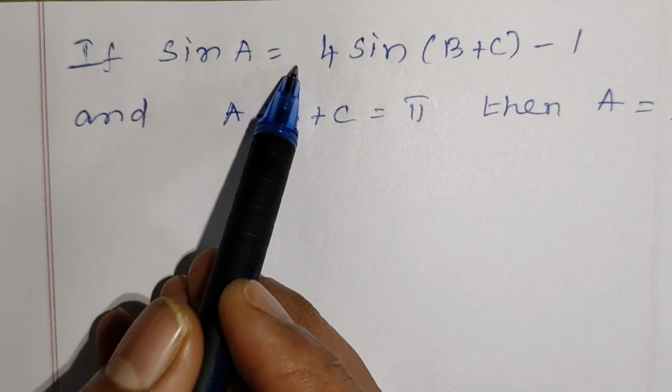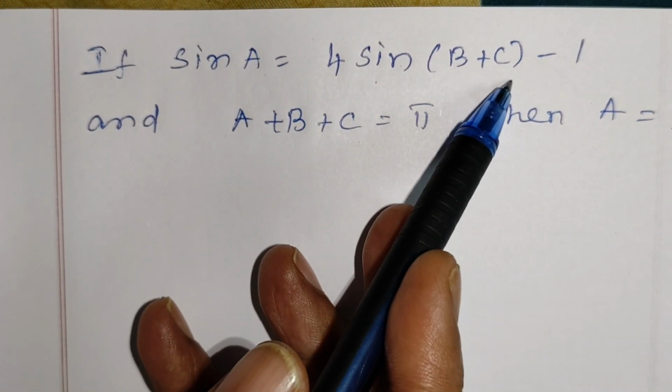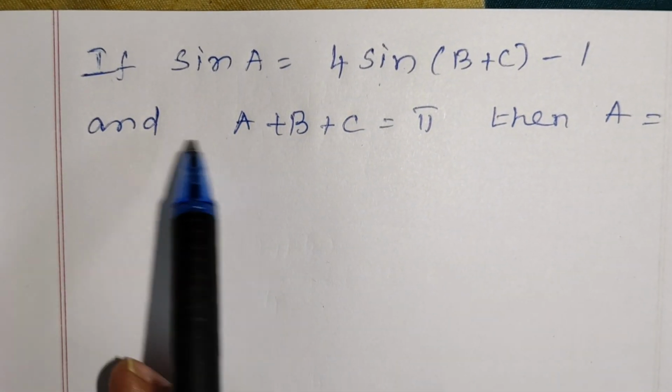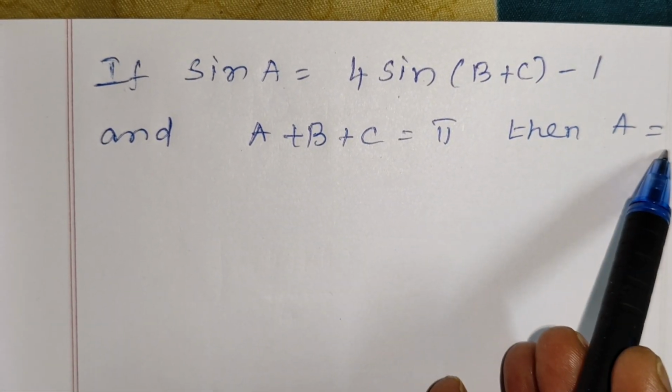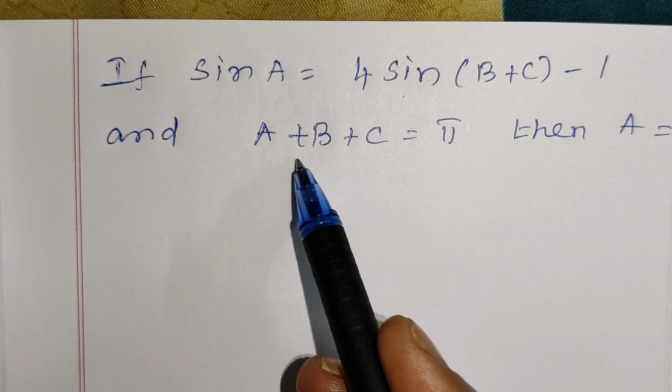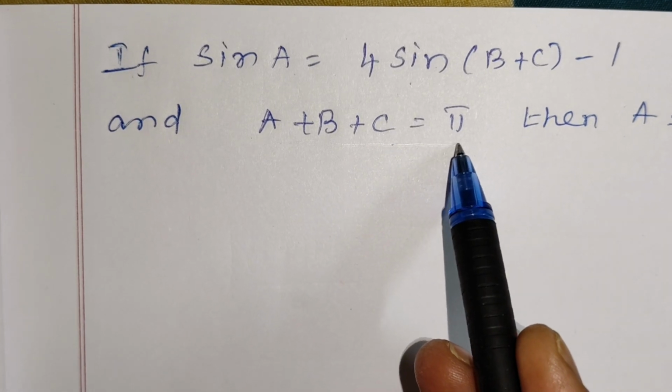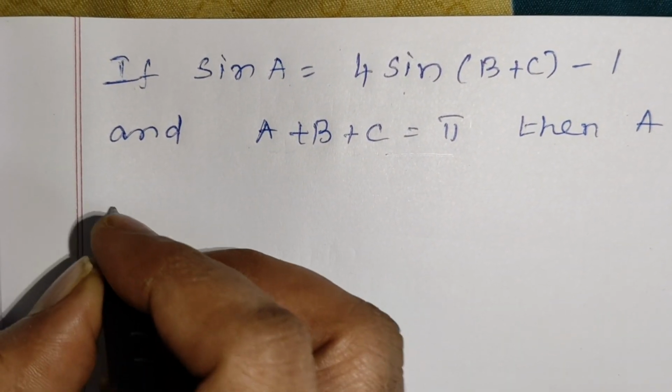If sin A equals 4 sin (B plus C) minus 1 and A plus B plus C equals pi, then A equals what? You have to find A. Here what is given is A plus B plus C equals pi. So here two conditions are given.